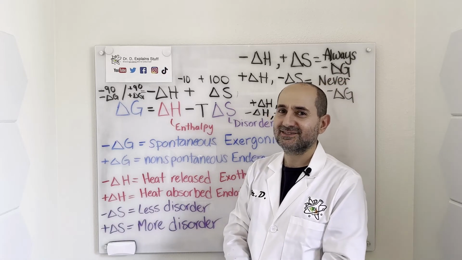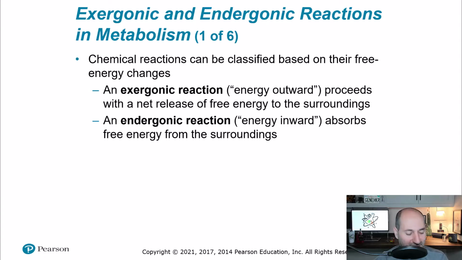All right, welcome back from the board. Now, another word for spontaneous or negative delta G is an exergonic reaction, an energy outward reaction. Exergonic reactions proceed with the net release of free energy to the surroundings. So again, instead of saying a negative delta G reaction or a spontaneous reaction, we can refer to it as an exergonic reaction.